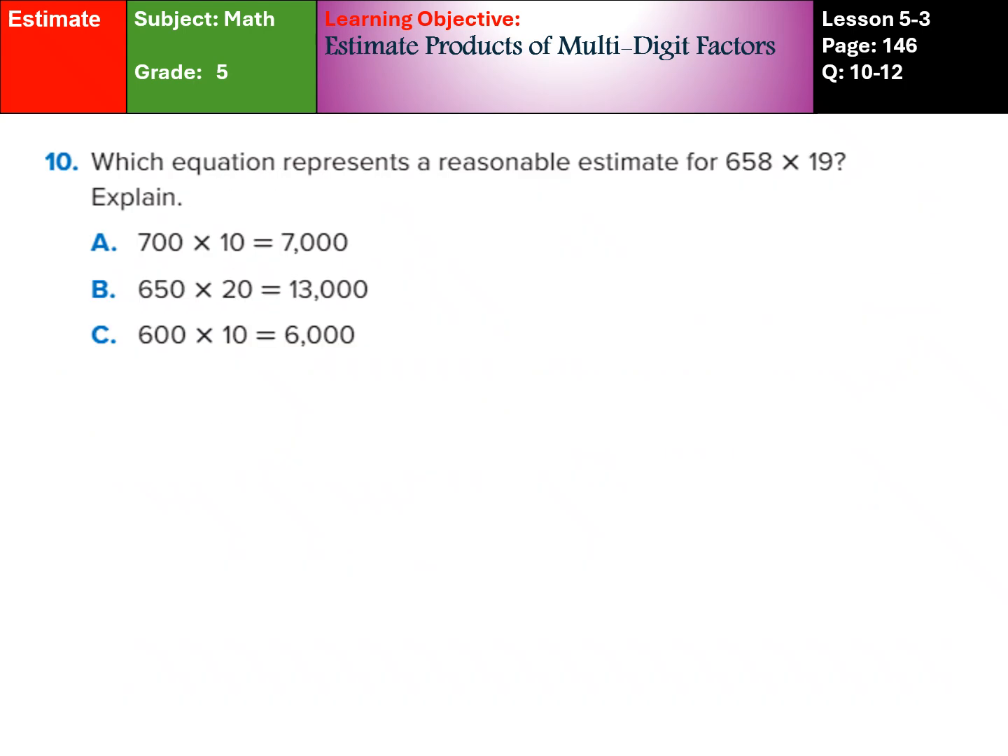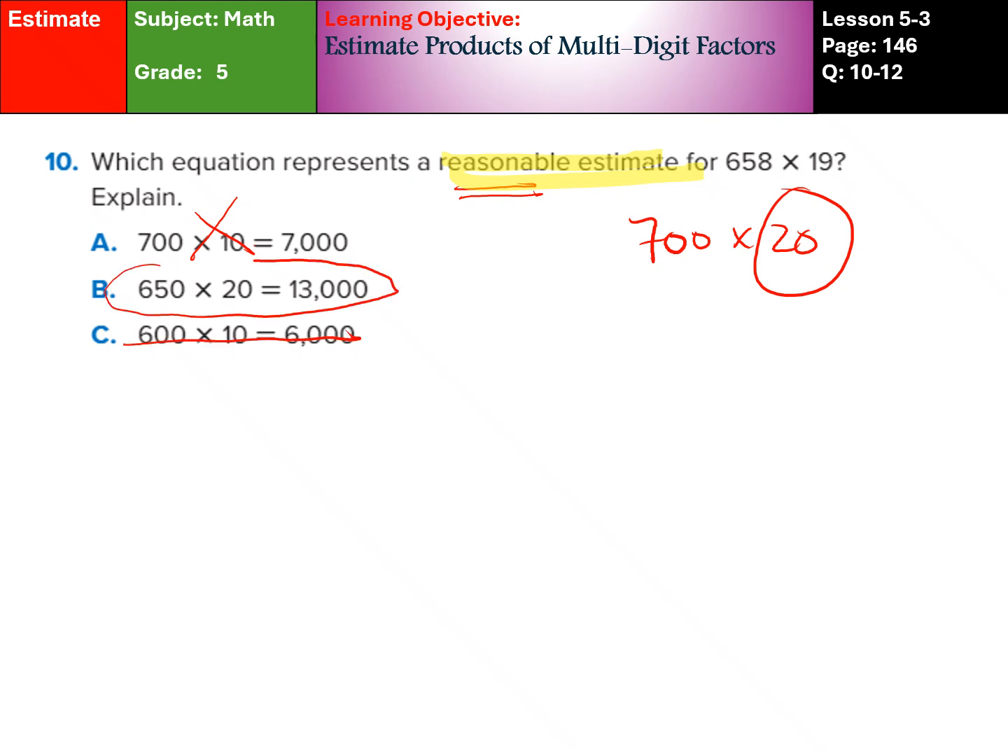Which equation represents a reasonable estimate? So again we have to do the rounding. 658 is closer to 700 and 19 is closer to 20. Okay, so if I say this is 700 and this is 20, but now this is 700 with 10, so this is not correct. Now they said 600, this is not closer to 600, right? And 10 is also not correct. Now they picked it here, 658. So here they use the compatible number, that 658 is closer to 650.